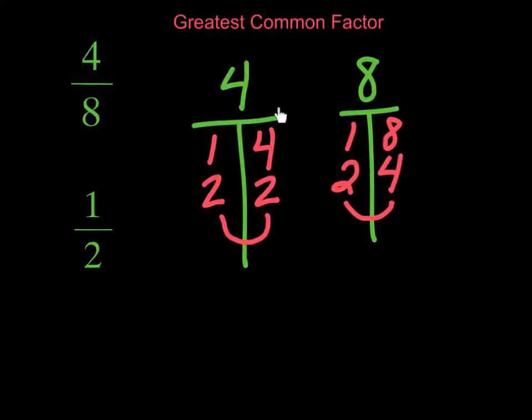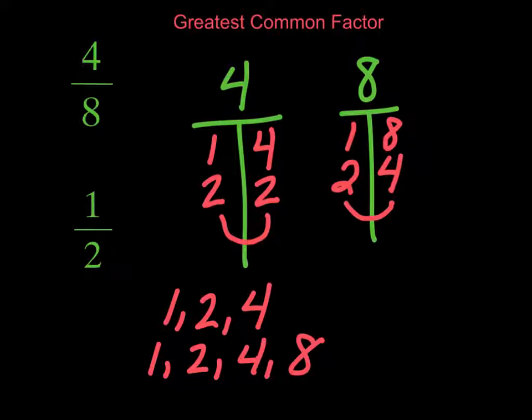Now the important thing is I want to identify the greatest common factor of these two numbers. So if I were to list out the factors of 4, I would list 1, 2, and 4. And if I were to list out the factors of 8, I would list 1, 2, 4, and 8. And if I look at these two lists, I can see that the greatest factor that they have in common is the 4.